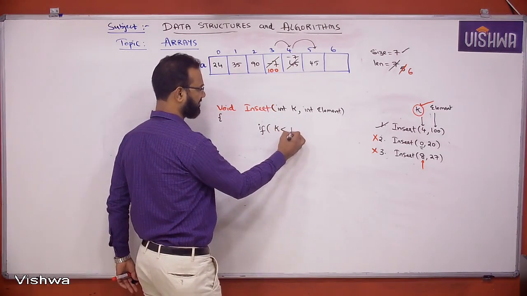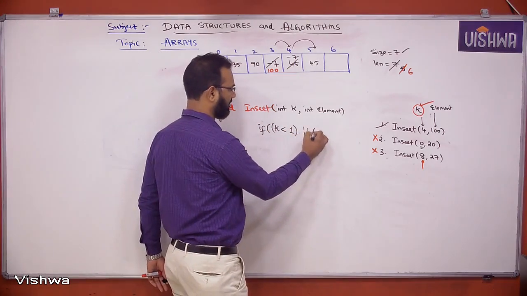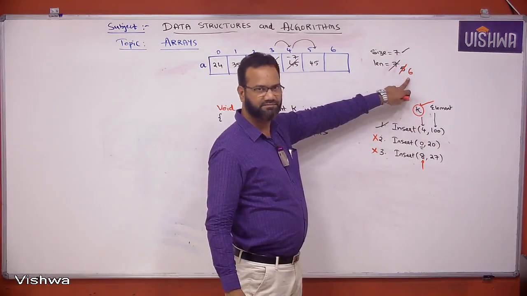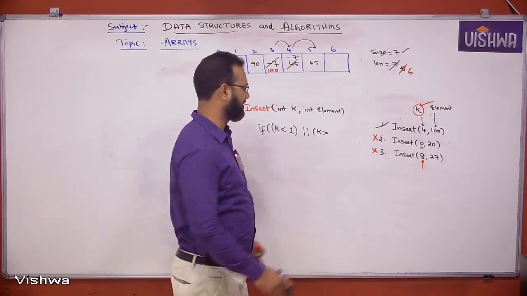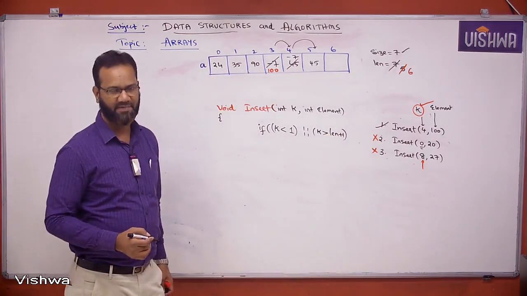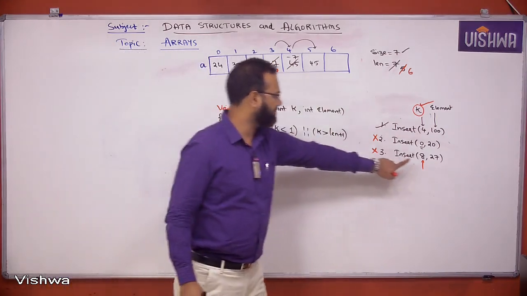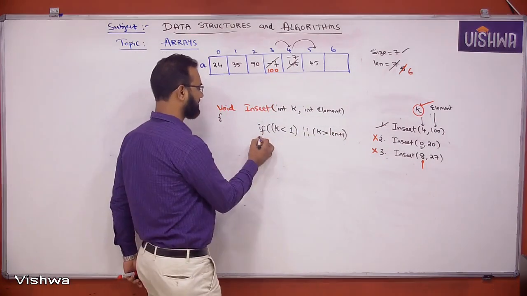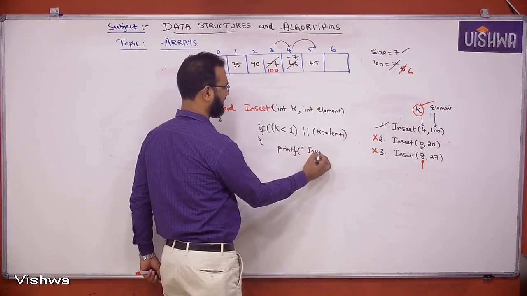If the position given by the user is less than 1 or, with the or operator, anything which is greater than current length, which is 6. 6 plus 1 is also valid. That is, the 7th position is also valid. So can I say anything greater than length plus 1 is said to be invalid? Yes. Current length is 6, 6 plus 1 is 7. Anything greater than 7, that comes over here as 8. 8 is greater than 7. Yes, it is invalid.